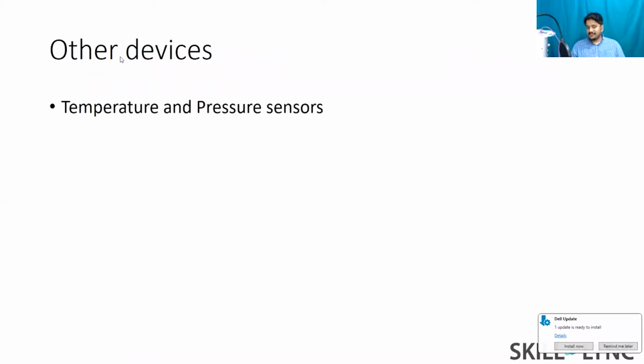What are the other devices? Well, the other devices are your regular temperature and pressure sensors. These give you information at a single point and as a function of time. So these are very useful as well.